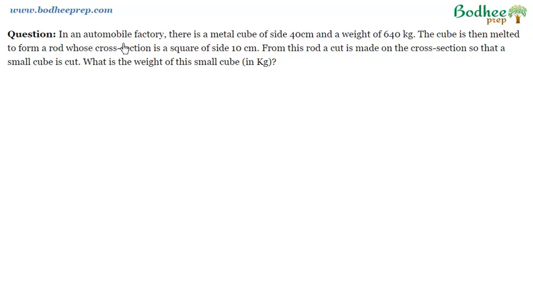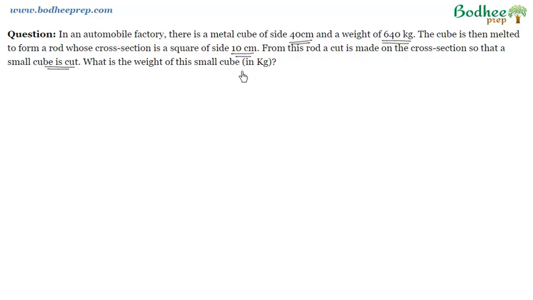The question is that in an automobile factory, there is a metal cube of side 40 centimeter and it has a weight of 640 kg. And the cube is then melted to form a rod with cross-section area of a square of side 10 centimeter. And from this rod, a cut is made on the cross-section so that a small cube is cut. Right? And we need to find the weight of this small cube.